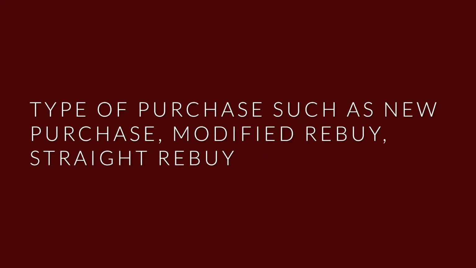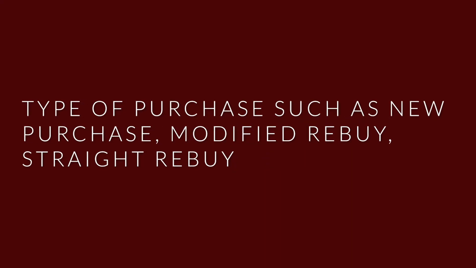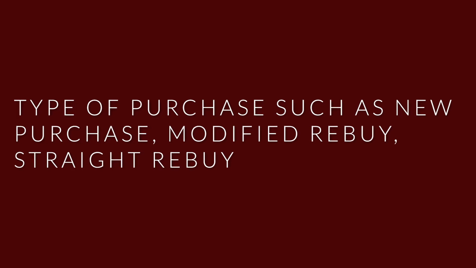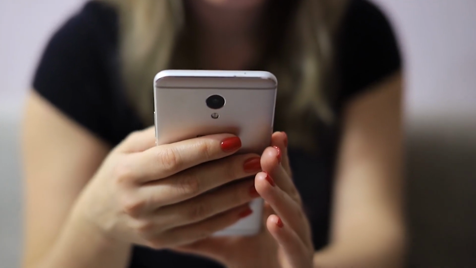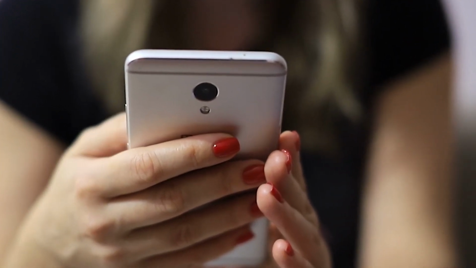Let's talk about types of purchase, such as new purchase, modified rebuy, and straight rebuy. Now, the type of purchase in an organization can be categorized into 3 categories. So in this case, let's say someone wants to buy a phone, then they could be buying a phone similar to a phone they had.